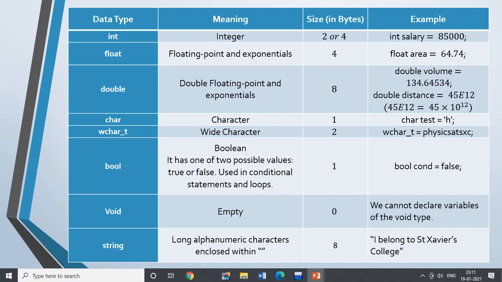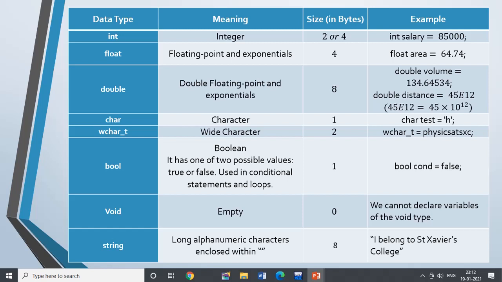There can be wide characters where we can give a lot of characters such as P, H, Y, S, I, C, S in the same line, and we can extract the output. If we need to extract an output, not just a letter but a group of letters, then we use the data type wide character, or we can use string for the same.